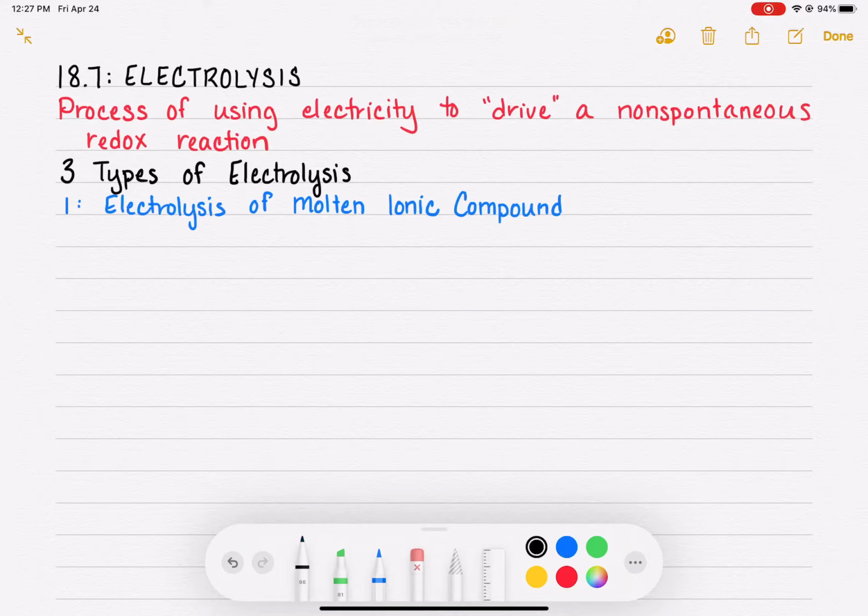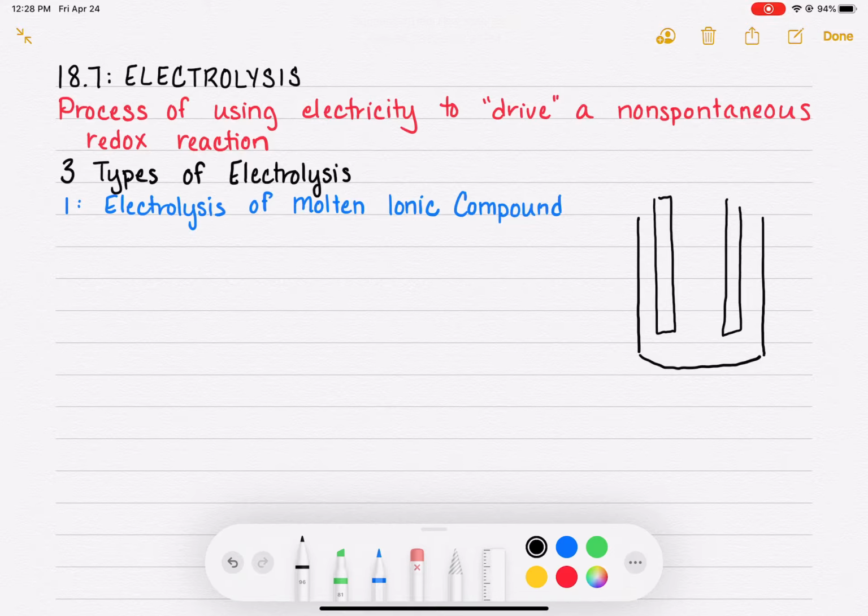So the setup for electrolysis looks a lot like the setup of a galvanic cell. I'm going to draw a beaker. One way that electrolysis is different from a galvanic cell is that we only have one compartment. We don't have to separate the 2 half reactions from each other. In fact, we can't separate them. We need them to be together. We still need 2 electrodes, an anode and a cathode. So here I have a beaker, and I'm putting an anode and a cathode into my beaker.